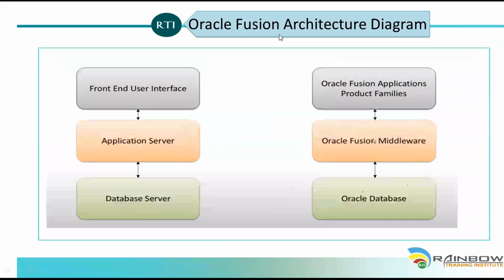And we'll see what the architecture is in the Fusion application. In any application, we have three things. One is the user interface, the second is the application server, and the third is the database. In any product case, for the user interface you can see the Fusion application product families, for the application server we have Oracle Fusion Middleware, and for the database server we have the Oracle database. So we have a three-layer architecture in Fusion. One is the applications, second is the middleware, third is the database. So we have a three-layer architecture in the Fusion application.